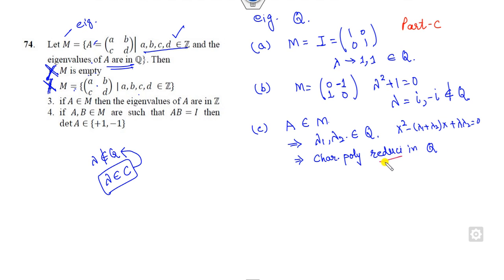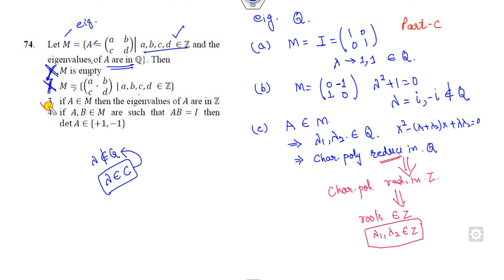Whenever any matrix or any polynomial is reducible in Q, what is the meaning of that? That is also reducible in Z. So what is the meaning of that? If any polynomial is reducible in the integers, then its roots are in Z. So the polynomial has the roots, the eigenvalues. So eigenvalues must be integers. So that means this option is the correct option.